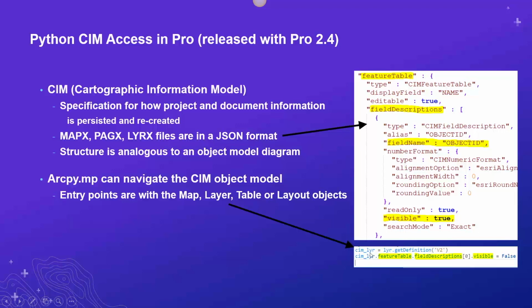So once we have our layer, we can get to the feature table, get to its field descriptions, in this case the first field, and we're going to change visibility from its current state of true to false.